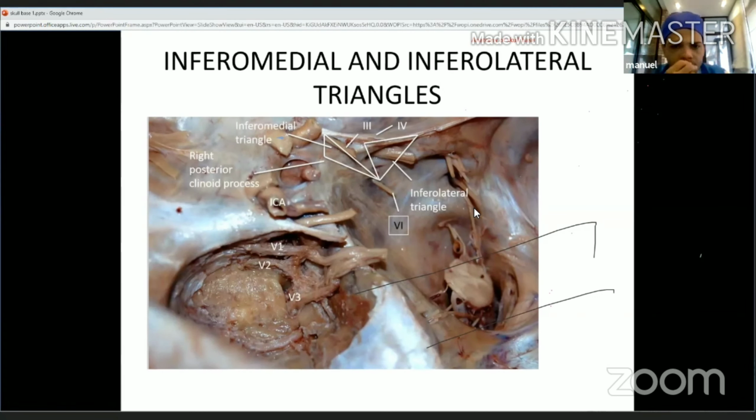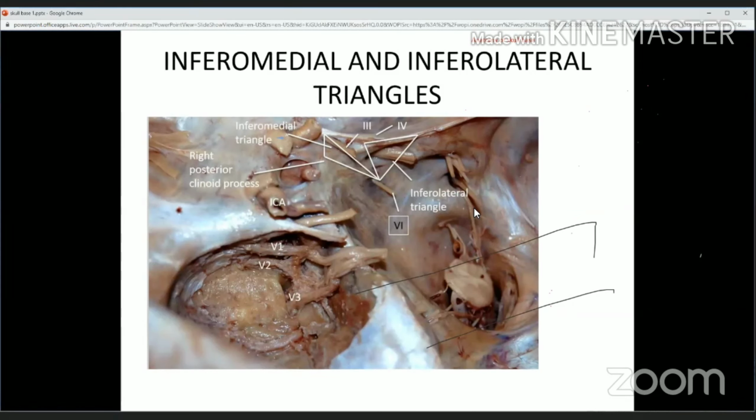You see there, you see the abducens. It's like the landmark between the inferomedial and inferolateral triangles. Yes, you can show it's paraclival. Remember, this picture is from superior, but we are looking lateral superior, a little oblique. Okay, go next.